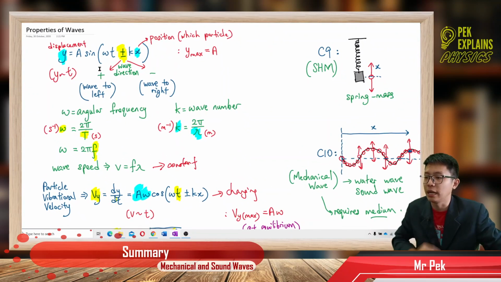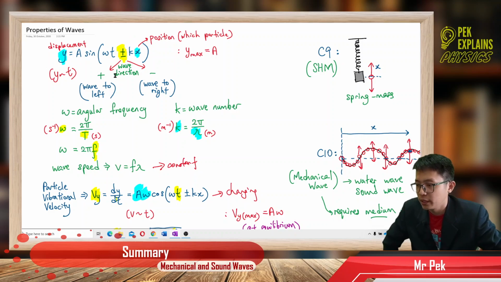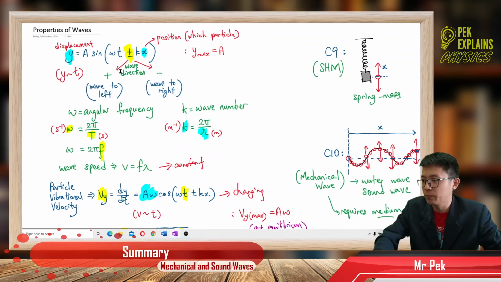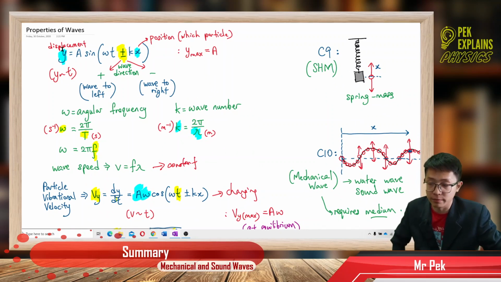Now I want to go into detail about this equation. As I mentioned just now, y shows the displacement, but x shows the position of which particle. The A in front shows the maximum displacement, also called the amplitude.